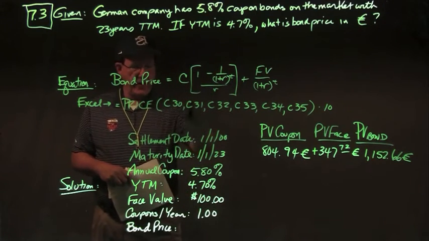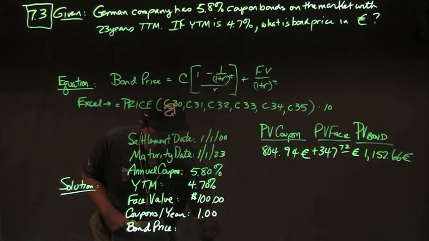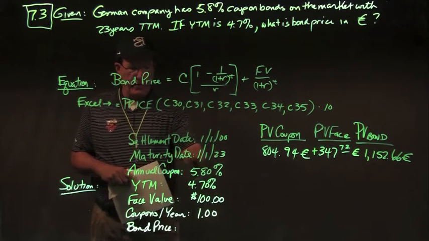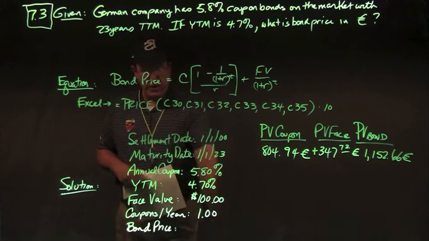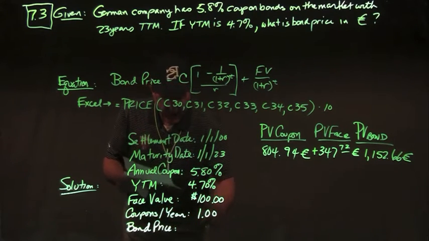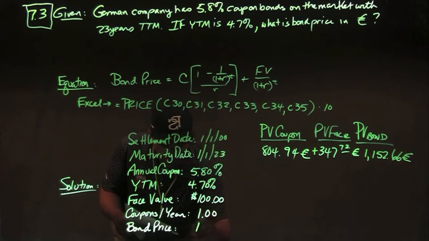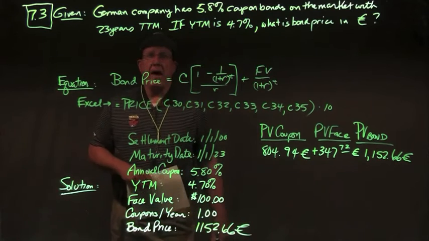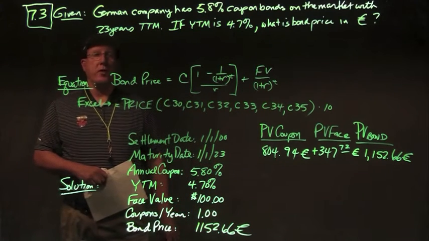Similarly, I can do that using this syntax and come up with a bond price. Again, 1/1/00, 1/1/23, 5.8%, 4.7%, $100, one coupon per year. And again, I should get a price of 1,152.66 euros. And there's your answer to problem 7.3.